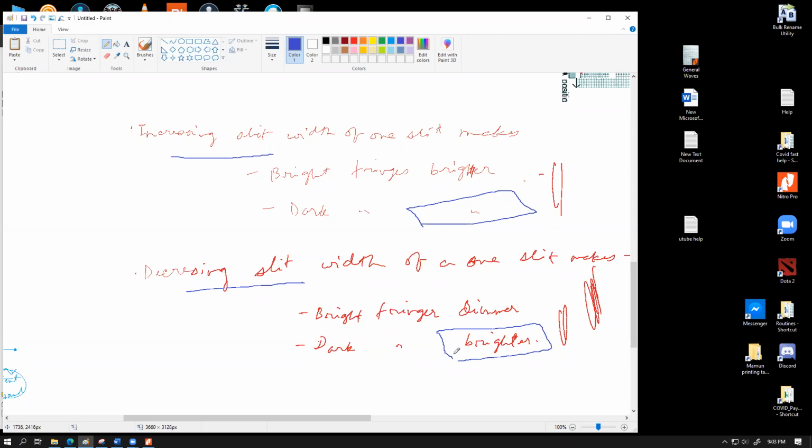However, for the bright fringes, the behavior is exactly what we are doing to the slit width. If we increase the slit width, more light is passing through, so the bright fringes become brighter. If you are decreasing the slit width, less light is passing through, so the bright fringes become dimmer, because bright fringes work with the sum of those two. So if the sum is bigger, you have brighter light. If the sum is smaller, you have dimmer light. That's it. Make sense? Yes sir.